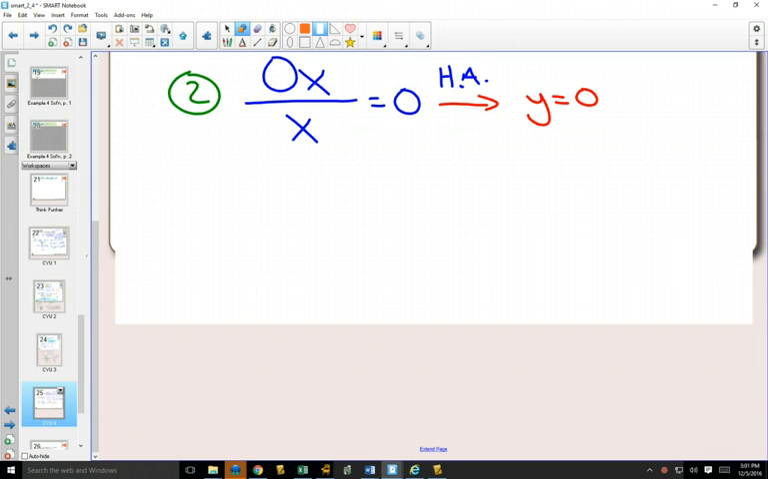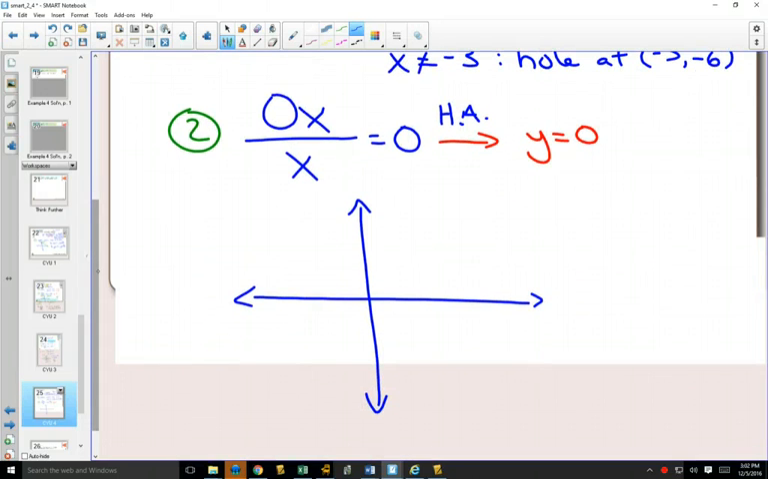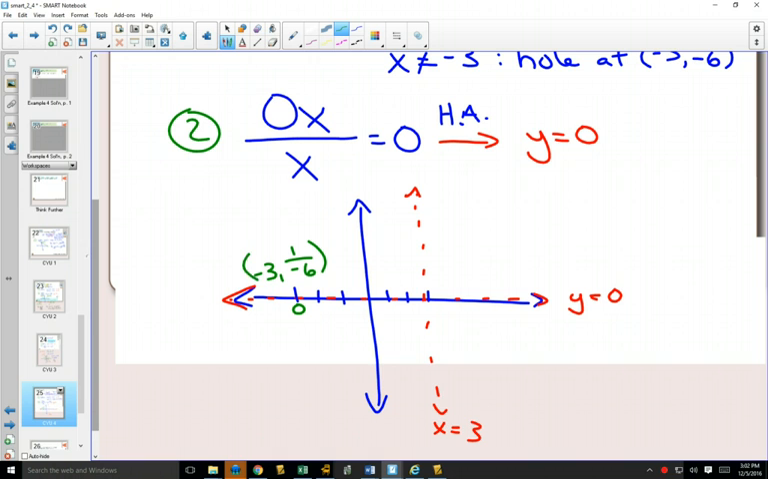Once you have all of your asymptotes, you can start to graph. We have a vertical asymptote at x equals 3, and a horizontal asymptote at y equals 0. We have a hole at negative 3, 1 over negative 6.